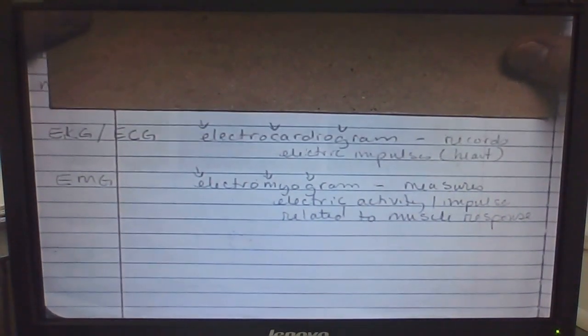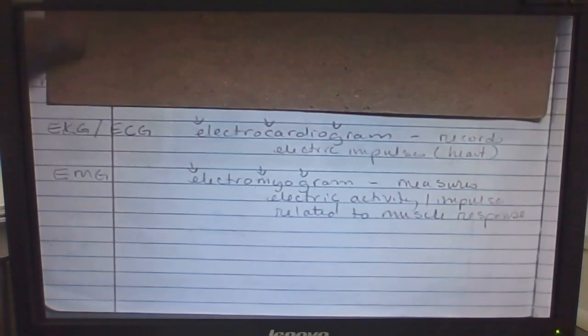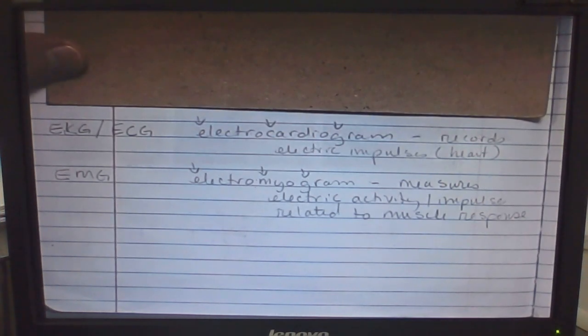Then we saw EKG before, or ECG. We looked at the heart. An EKG or an ECG is an electrocardiogram, and it records electric impulses of the heart.